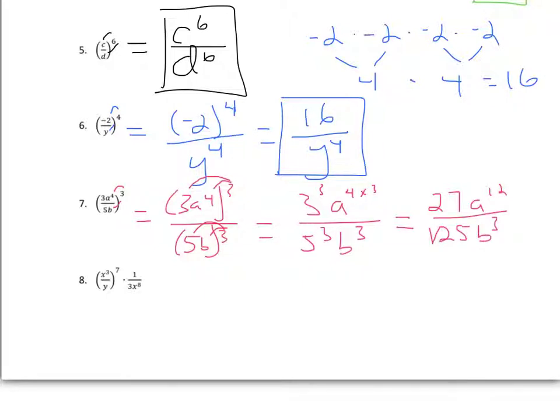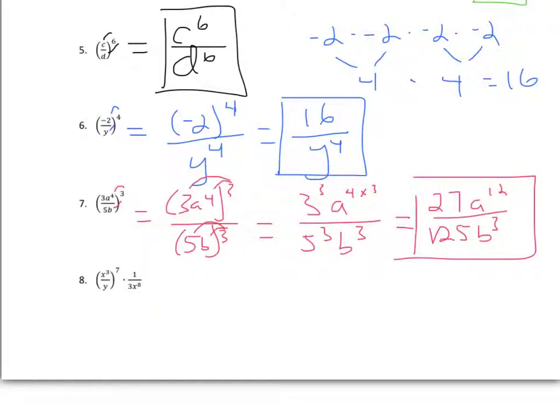Now, the reason this is the final answer, and you can't do anything else with this, is 2 reasons. 1, 27 over 125 is a simplified fraction. You can't simplify that any further. Also, you can't use the quotient of powers rule for this a to the 12th and b to the 3rd. You can't subtract those because they're not the same base. They're different. All right, so because of that, this is as simplified as it gets.